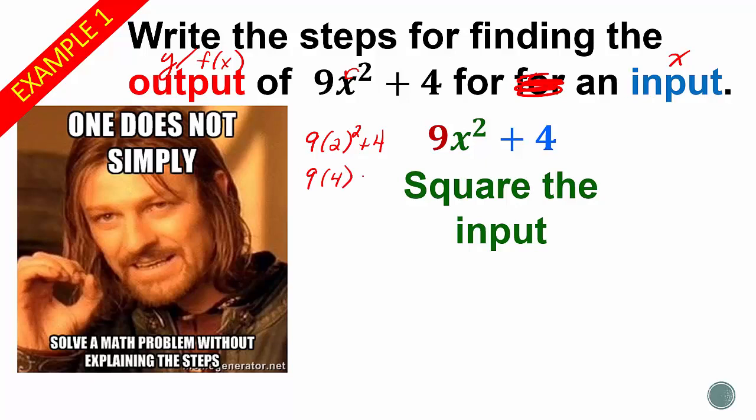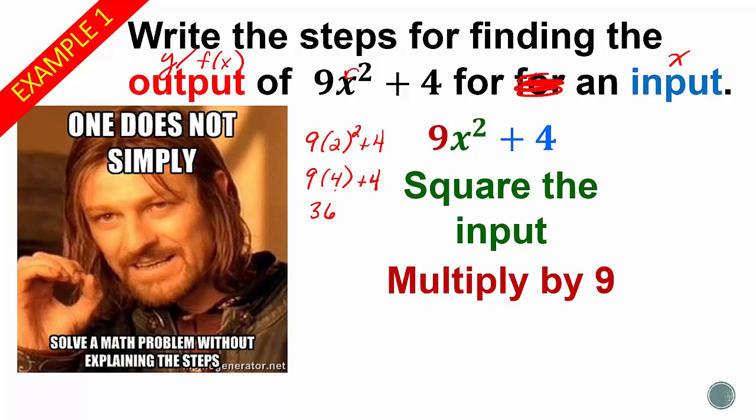So then you'd have 9 times 4 plus 4. And then what would you do next? You would multiply that by 9, right? Order of operations. So 9 times 4 is 36 plus 4. And then you would add 4, which is exactly what you do next, which would give you an answer of 40. So those are the steps. So you've got 3 steps. You've got 3 different parts here.